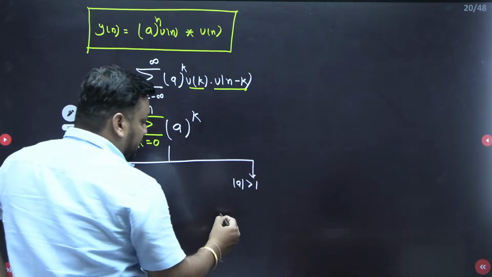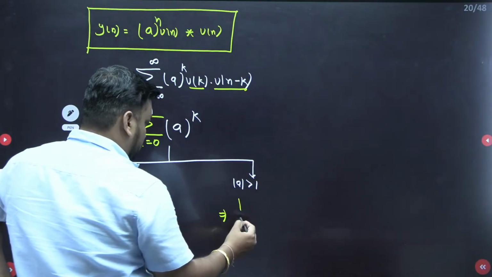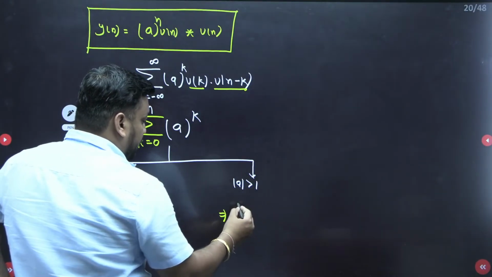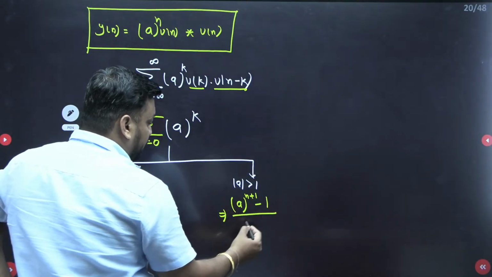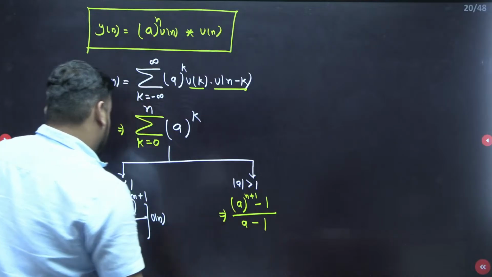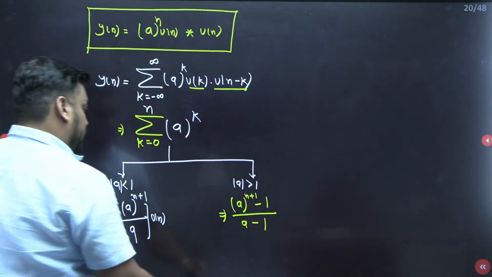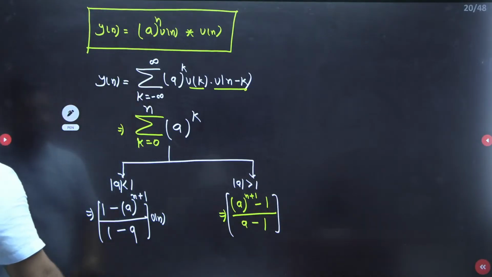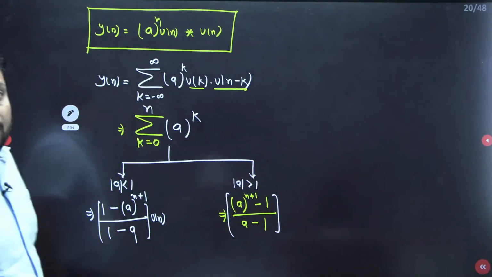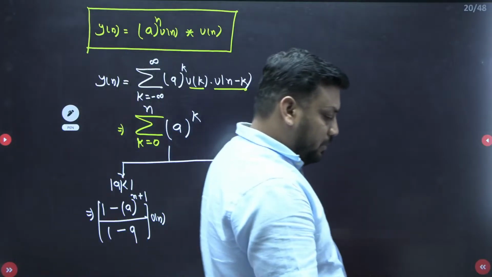And if a is greater than 1, then the formula will become (aⁿ⁺¹ − 1)/(a − 1). aⁿ⁺¹ minus 1 upon a minus 1. Every student just reply, is this clear? Is this crystal clear, beta? Just let me know, yes or no.